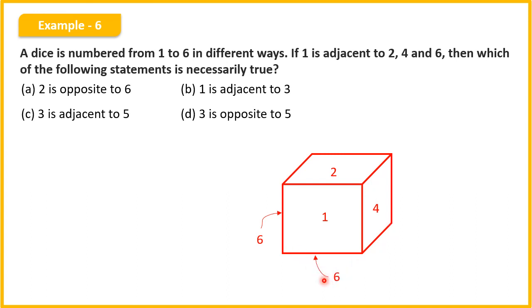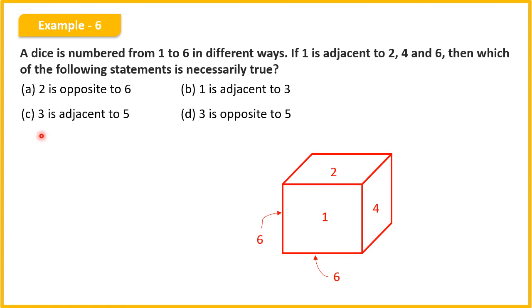Either the number 6 will be in the bottom or it can be even on the left. Now we need to identify which of the following options will be necessarily true every time. If we exercise the first option where it is said that 2 is opposite to 6, this is not necessarily true. 2 के opposite में 6 भी हो सकता है या 2 के adjacent में भी 6 आ सकता है. If we go with option B, जहां बोला है 1 is adjacent to 3, even 1 can be adjacent to 3 or even 3 face can go opposite to 1. So this won't be necessarily true.